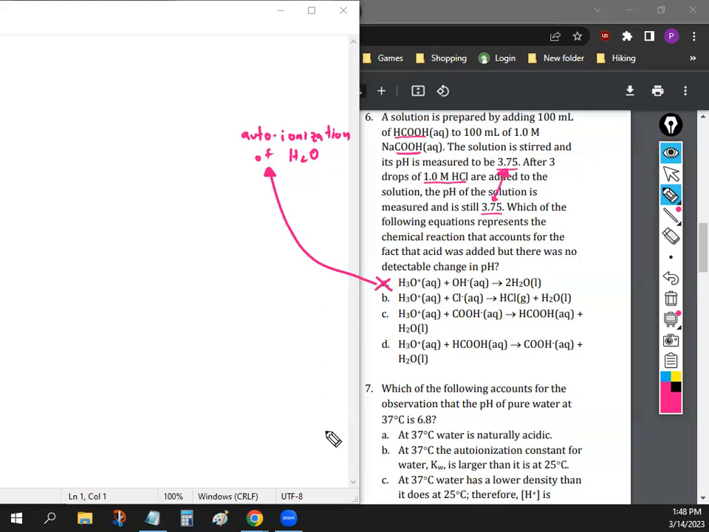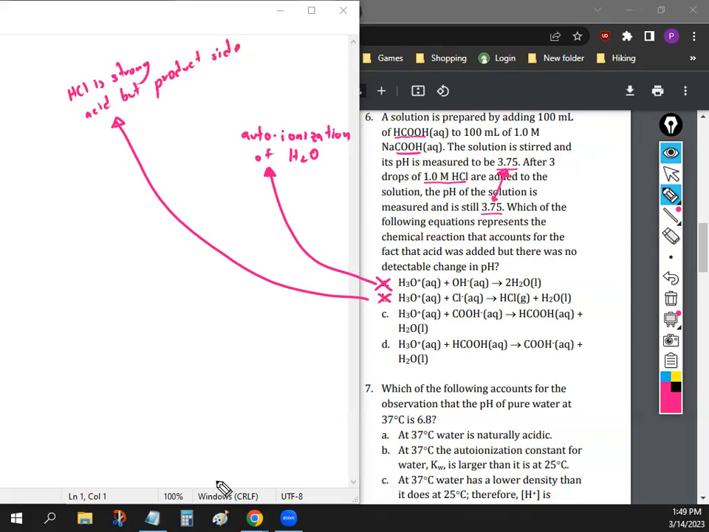Anyone want to take a look at it and tell me what they think is wrong with B? There's 2 things you could say. HCl is a product. Why can HCl not be a product? Strong acid. Yeah, you're not going to want to reform a strong acid. So right here, the reason why this doesn't work is HCl is a strong acid, but it's on the product side.